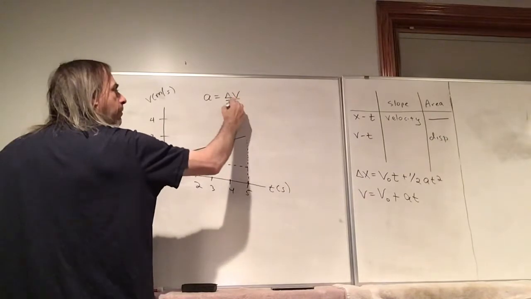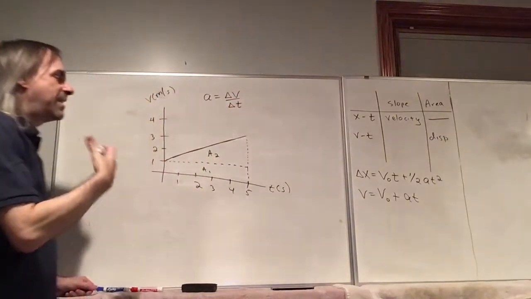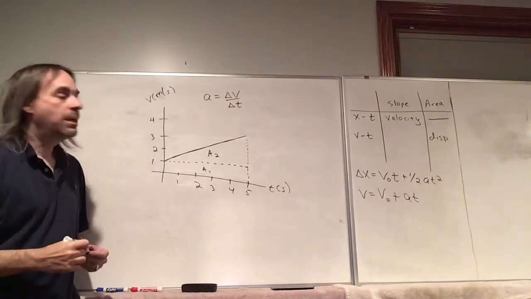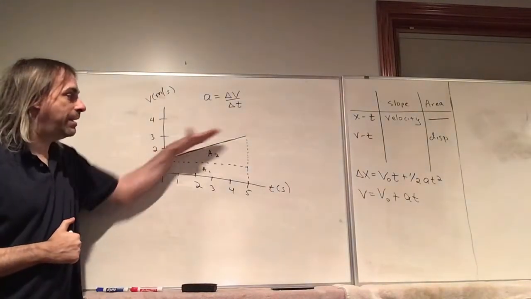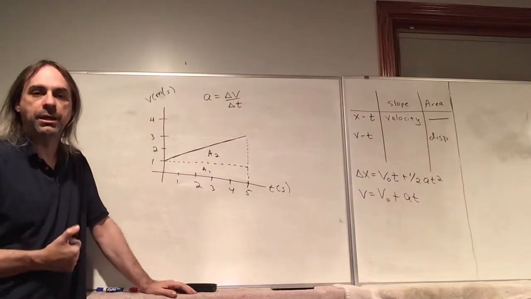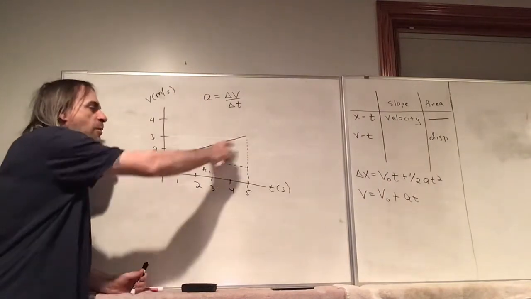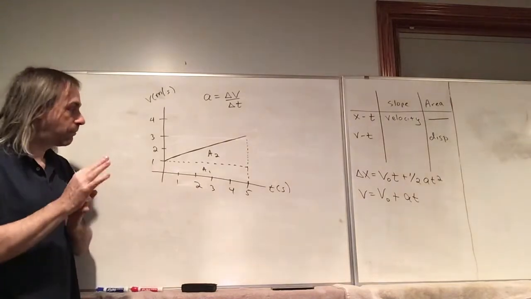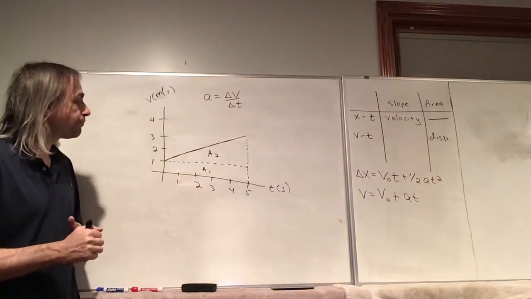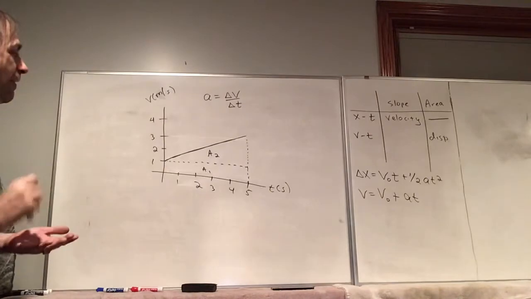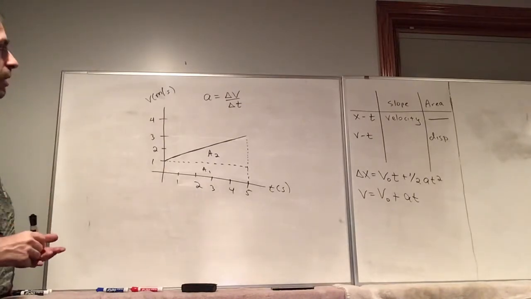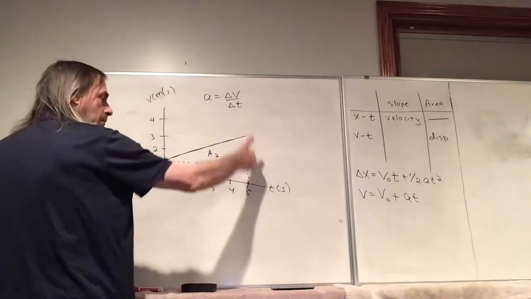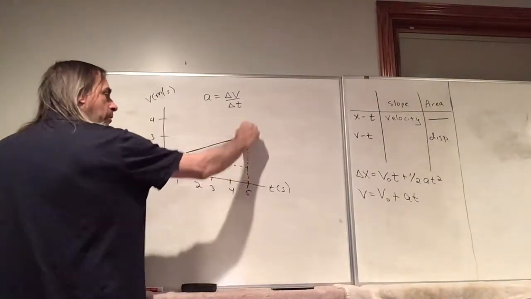Now, I'm just going to state, because this is exactly what we did earlier with xt plots, because it's a straight line, this means a constant acceleration. We can take the slope over any interval, and it's going to be the same thing. And so basically the acceleration is delta v over delta t, and delta v is the change in the vertical scale. So let's just look at this triangle here.